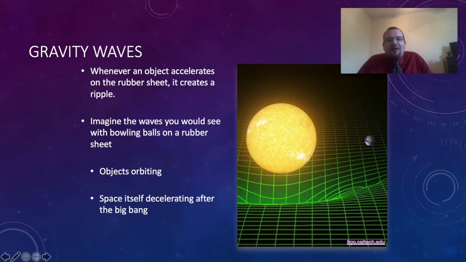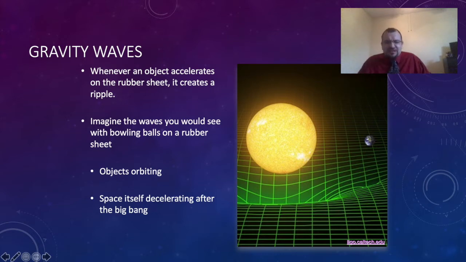So, what are gravity waves? So let's go back to our rubber sheet analogy. So when an object accelerates on this rubber sheet, and acceleration is the change in velocity, and velocity is a vector, that means that anytime you have the direction changing like you do in a circular orbit, that's an acceleration, and it creates a ripple. So you can imagine, back to our rubber sheet, that you would have two bowling balls on this rubber sheet, and these objects would be orbiting, and therefore that would be causing the entire sheet to vibrate, and you holding on to the edge of the sheet could then feel that vibration, and that's essentially what we're dealing with here.